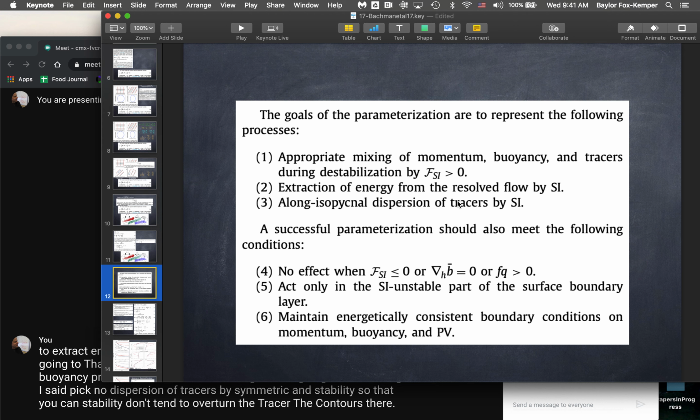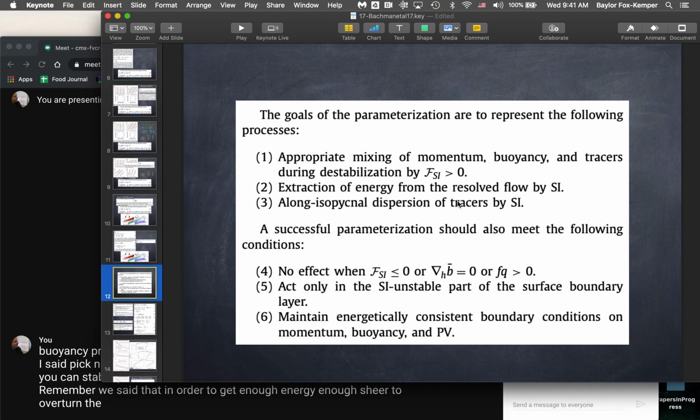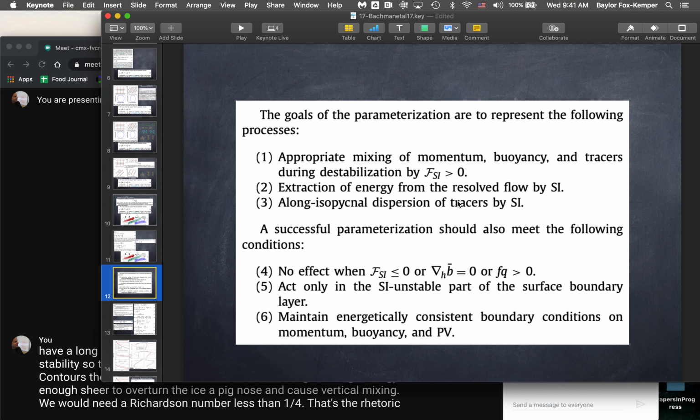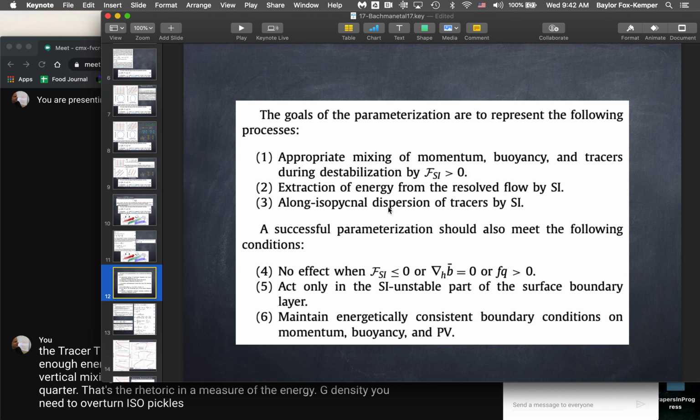Remember we said that in order to get enough energy, enough shear to overturn the isopycnals and cause vertical mixing, we would need a Richardson number less than a quarter. That's the measure of the energy density you need to overturn isopycnals. For SI, it's not necessarily a Richardson number less than a quarter. It might be a Richardson number of a half or 3/4. So they are going to do mixing along the density surfaces rather than across for at least part of where they are unstable.